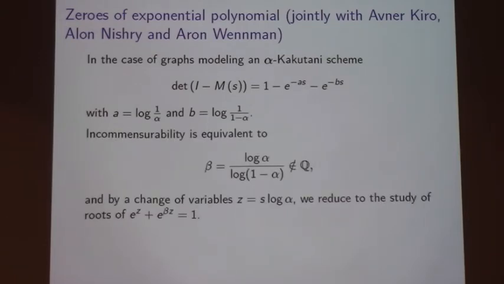Incommensurability is equivalent, as we have seen before, to this ratio of log alpha and log 1 minus alpha, which I call beta, being an irrational number. So if I change the variables and replace s by z like this, then in fact we reduce to looking at roots of these kinds of equations: e to the z plus e to the beta z equals 1, where beta is this kind of irrational thing.